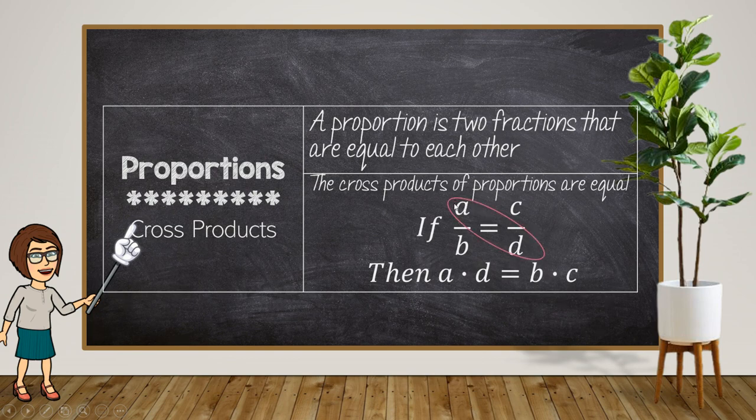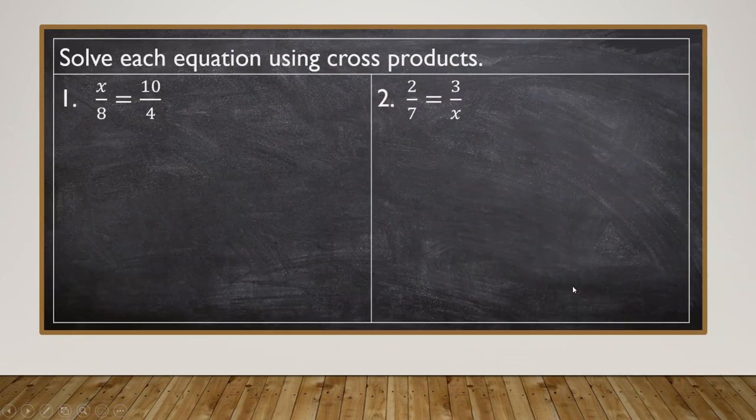So cross product means the top left times the bottom right. A times d will equal bottom left times top right, b times c. Using that fact, we can solve for x in example 1.